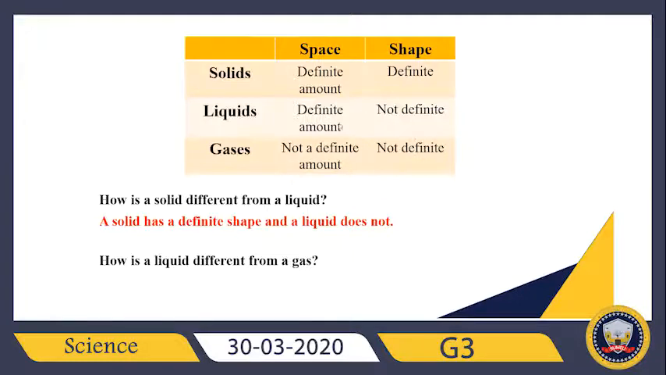What about the difference? I need to check this part. I can say while liquids have a definite amount of space, gas doesn't have a definite amount of space, right? So when you check this table, you can compare two or three states of matter.